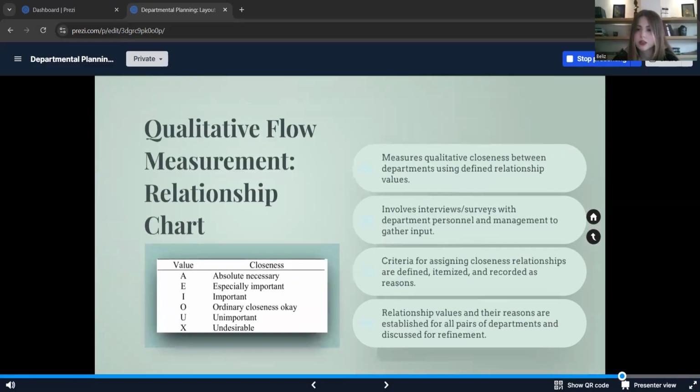When quantitative data isn't available, we use a relationship chart. It assigns closeness values. A is absolutely necessary, E is especially important, I is important, O is ordinary closeness okay, U is unimportant, X is undesirable. We determine these through interviews with managers and department staff.